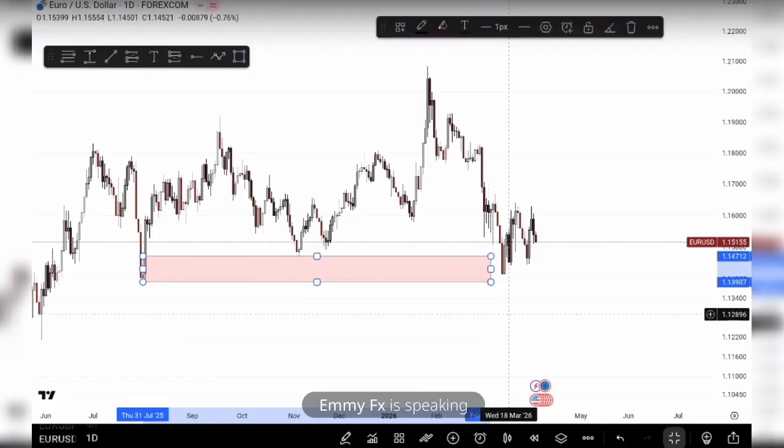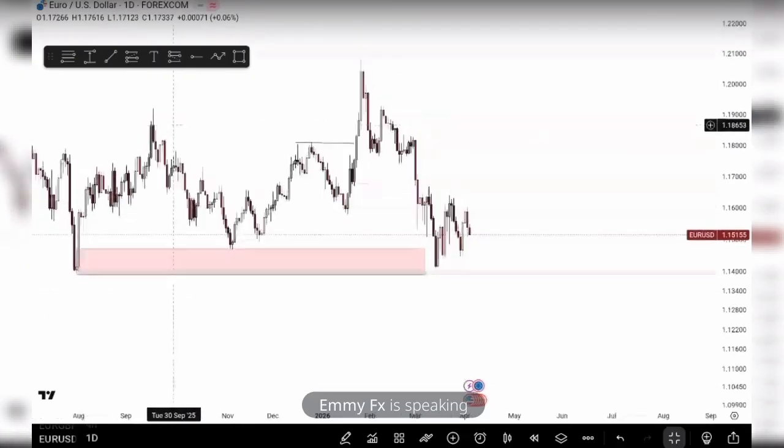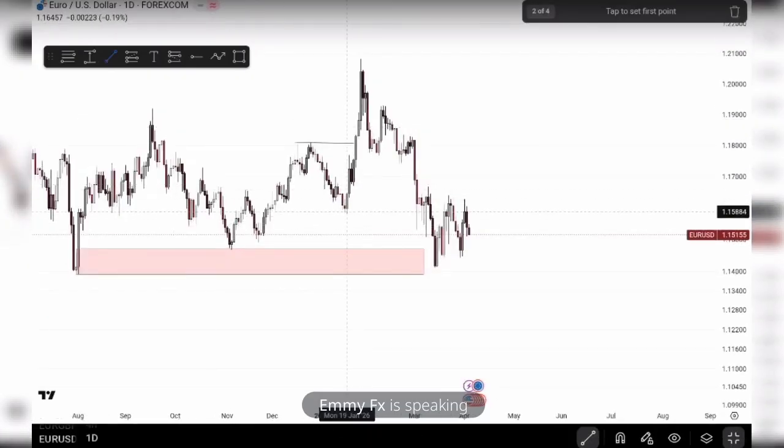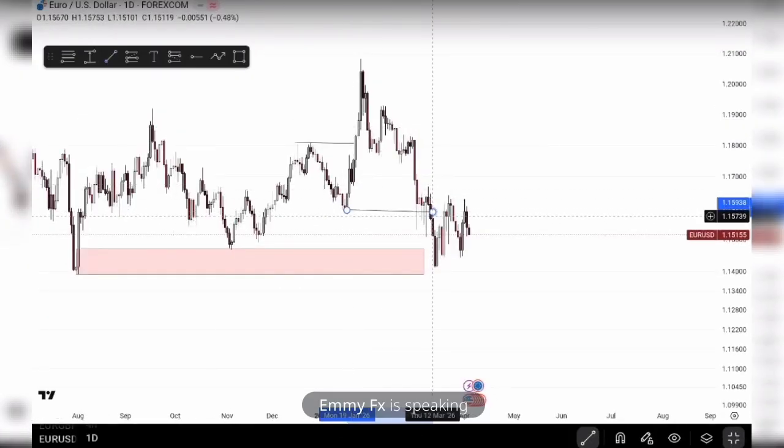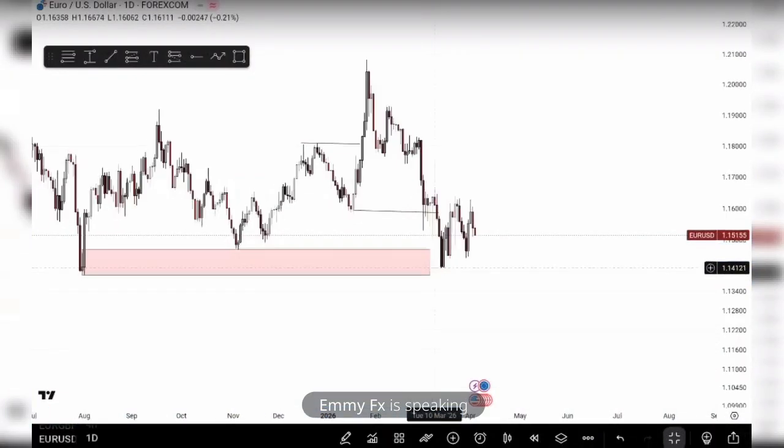Now, I need you to understand something. We have the last liquidity which price has taken out here. This is liquidity. This is also liquidity, which gave us a market structure shift. And price is reacting from where? The demand zone. All right.